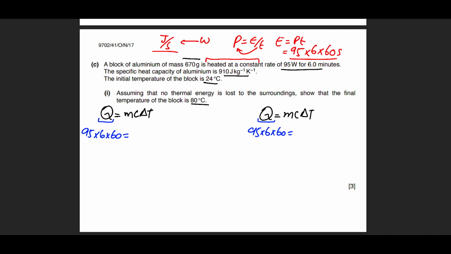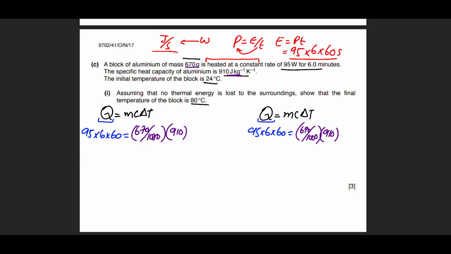We know that the mass of the system is given to us as 670 grams, and since we're dealing with joules per gram again, we'll have to convert this into kg by dividing by 1000. Similarly, on this side, 670 divided by 1000. And then we are going to have the heat capacity, which is 910. Simply put 910, no problems here.